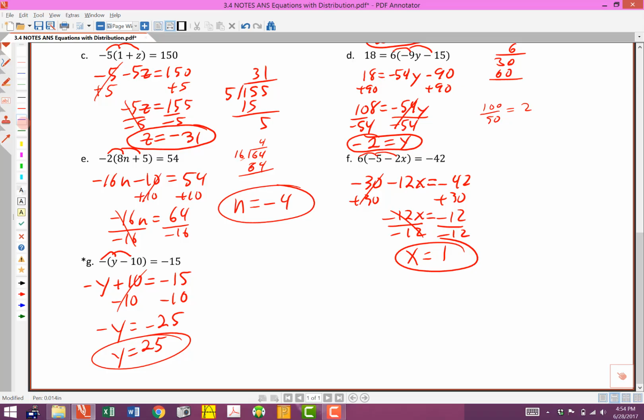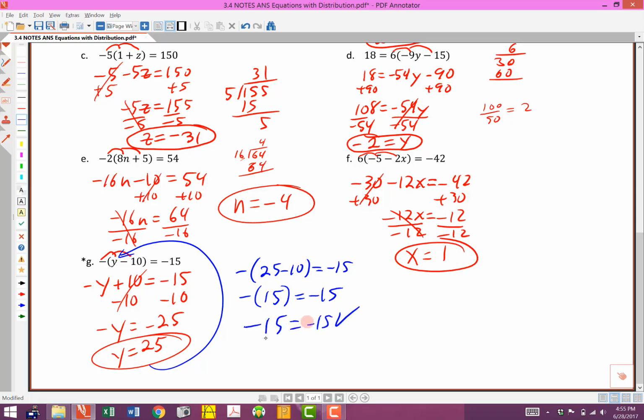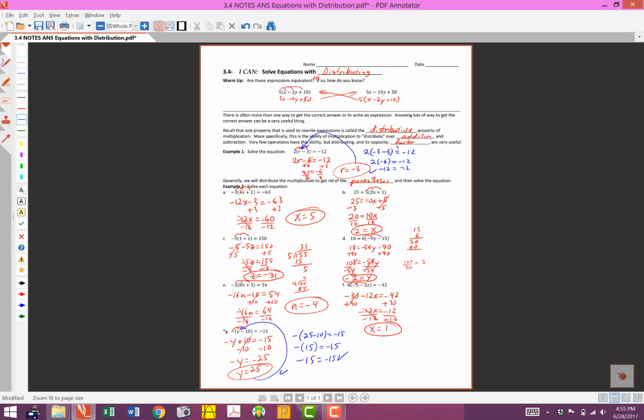And again, just as a double check, let's see if that makes the equation true. Plug it in right there. Negative 25 minus 10 equals negative 15. Let's check and see. Negative 25 minus 10 is negative 15. Yep, negative 15 equals negative 15. So that checks out. That makes the equation true. All right, so that is equations with distributing. Hopefully you're in good shape. Thanks.